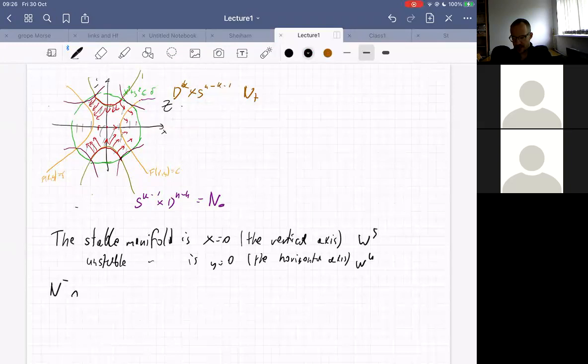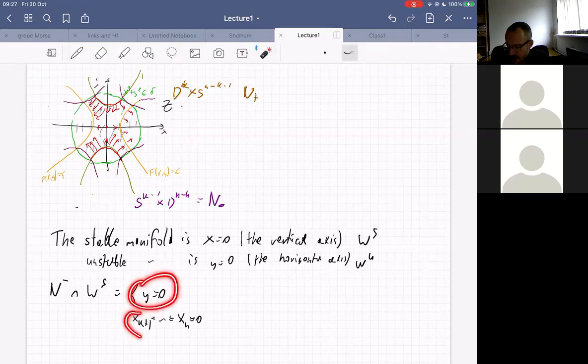So n minus is the set through which the flow enters the region Z. So for example, in particular, n minus has to be disjoint from the unstable manifold, but it can intersect the stable manifold. What is this? This is the space y equals 0, or in general, if we use this is stable, yes? So it is x_{k+1} equals ... x_n equals 0. So this is like the two-dimensional picture, and this is like the multi-dimensional picture.